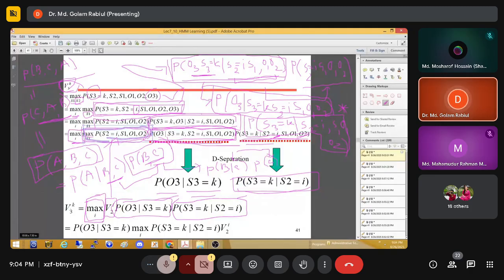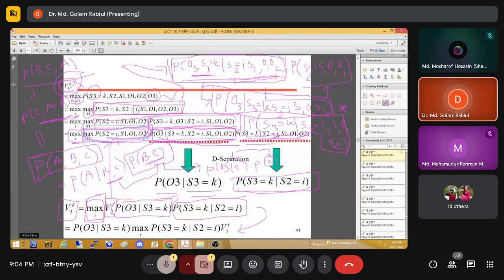So that means V3 of K equals this. V3 of K we can rewrite as this one. This is V2 of I, the probability of observation 3 given state 3 equal K, times the probability of state 3 equal K given state 2 equal I. So now we can rewrite this one as this one.